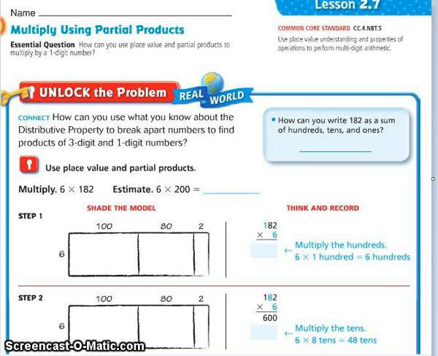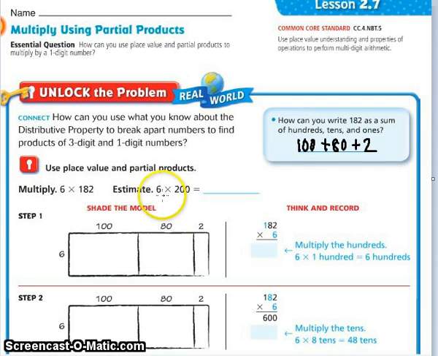In other words, how can you write 182 as a sum of hundreds, tens, and ones? First thing we're going to do is expand it. 100 plus 80 plus 2. We're going to use place value and partial products. Let's multiply 6 times 182.